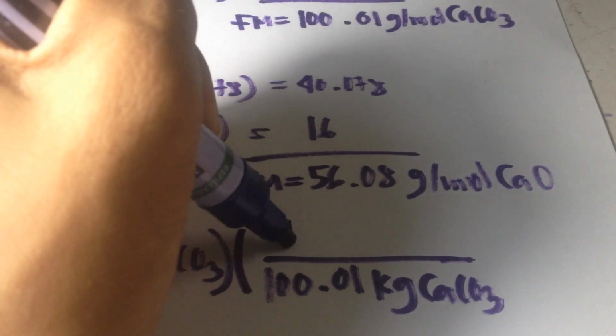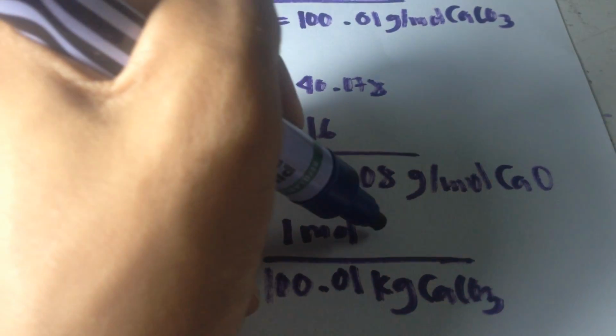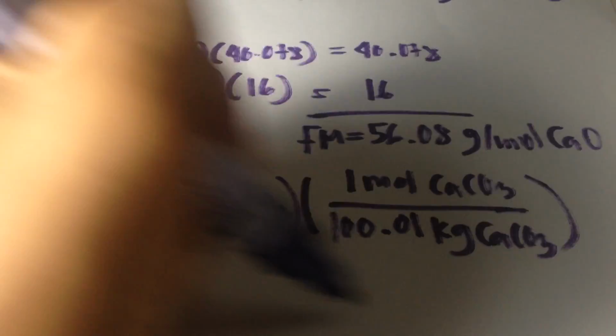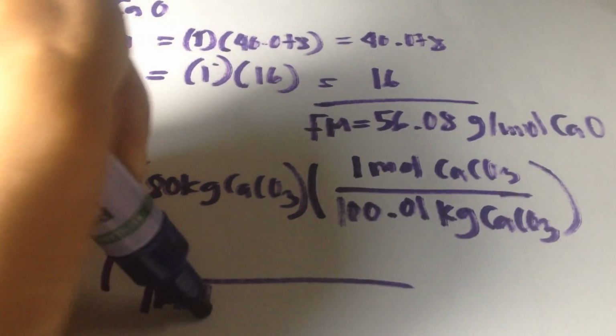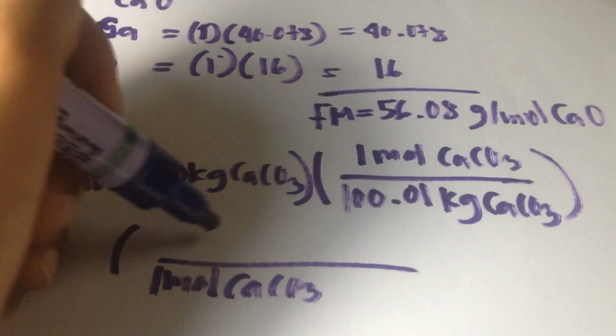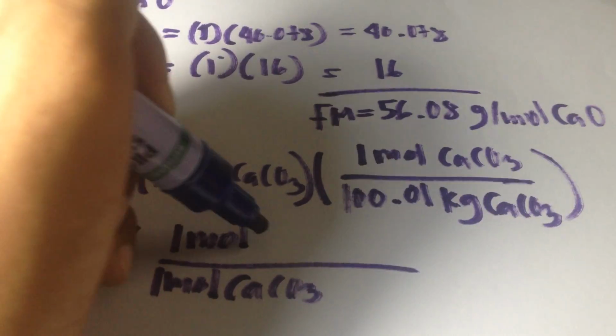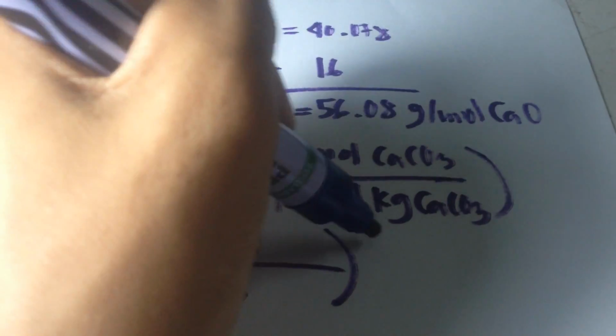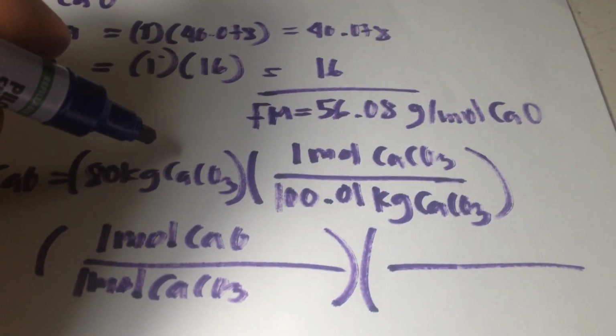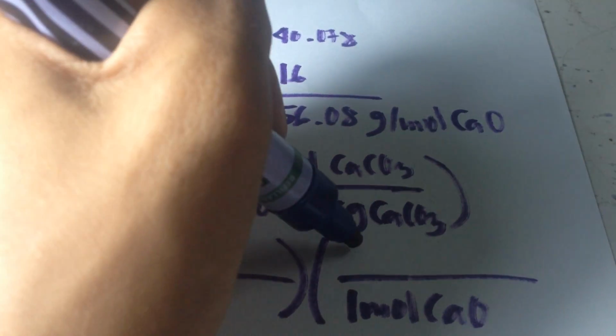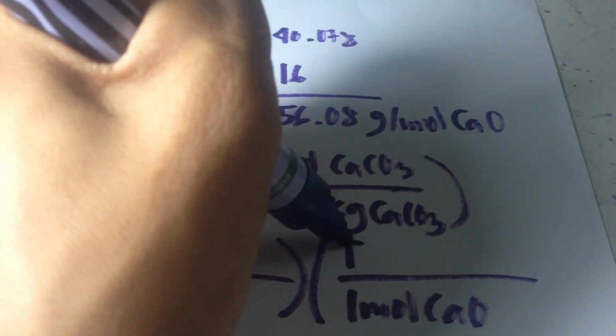and then 1 mole of calcium carbonate, times 1 mole of calcium oxide times the molecular weight of calcium oxide, which is 56.08 kilogram of calcium oxide.